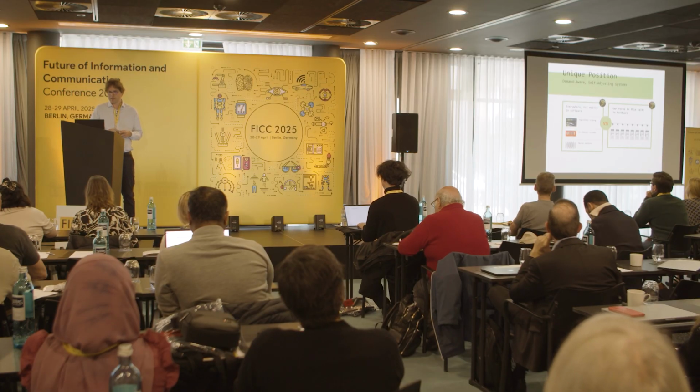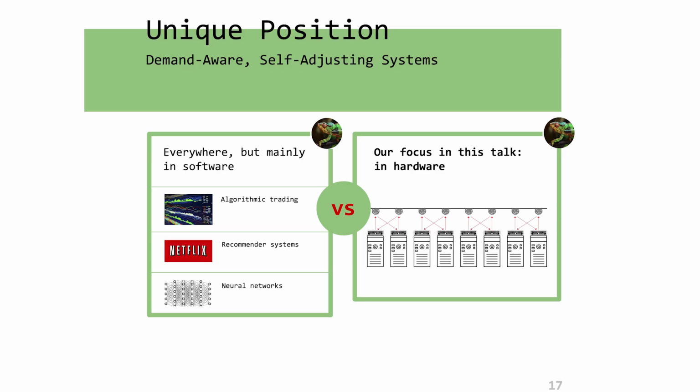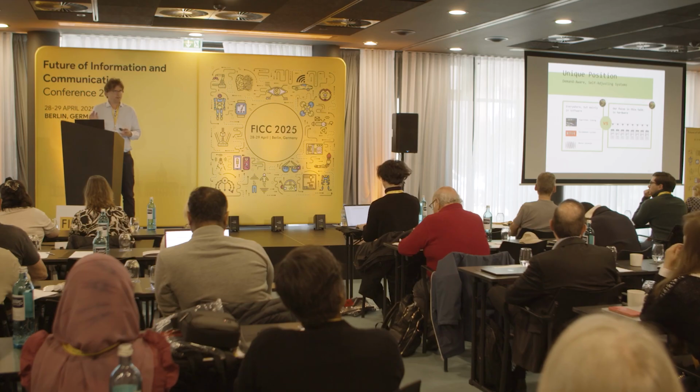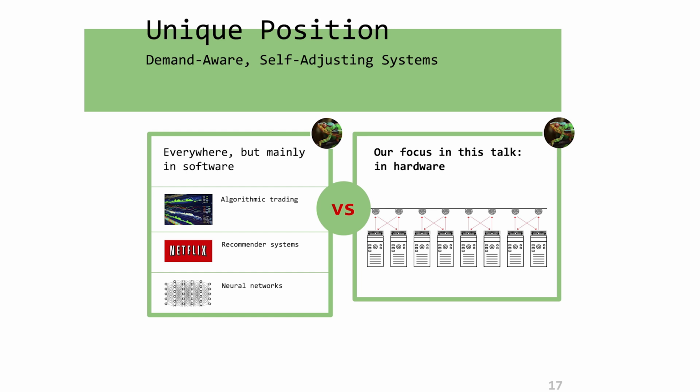And of course, in many fields now, we see networks or systems that become self-adjusting and demand-aware. Like algorithmic trading is an example. Also recommender systems, for example, of Netflix, they are adapting to your taste. Also neural networks, of course, they're also self-adjusting systems in some sense. But here it's really about the hardware, the physical layer that becomes self-adjusting.